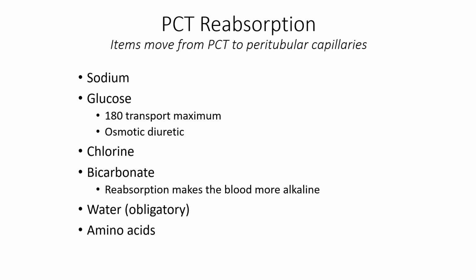Okay, so if we're in the PCT, these items are items that we need or want back in the bloodstream. We're going to take about 60 to 70% of the sodium from the PCT, that is the filtrate, and move that back into the bloodstream, which is in the peritubular capillaries. Okay, these are items that we want to keep. We want most of our glucose as well.